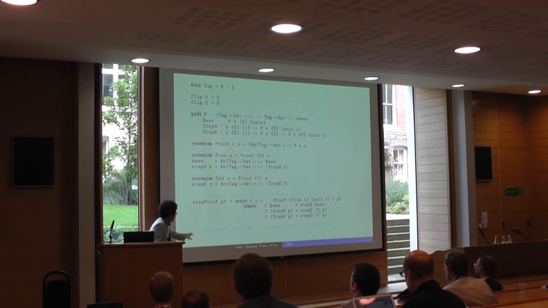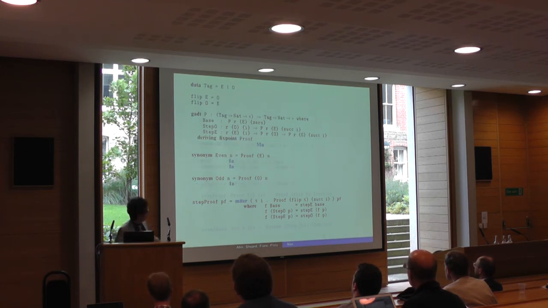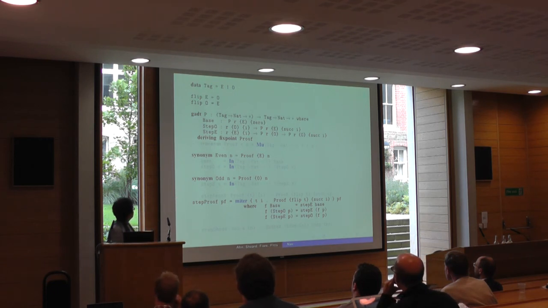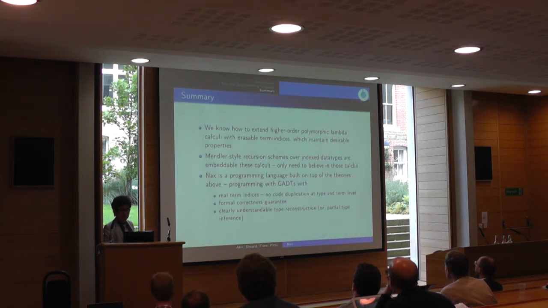And then you can go ahead and prove the obvious property that length-indexed lists are either even or odd. So that is basically it. And since this is too tedious, we also let users derive fixed points. And yes, that's pretty much it.